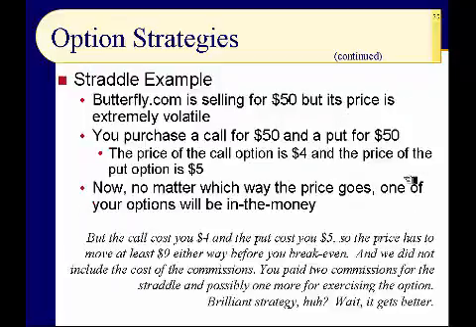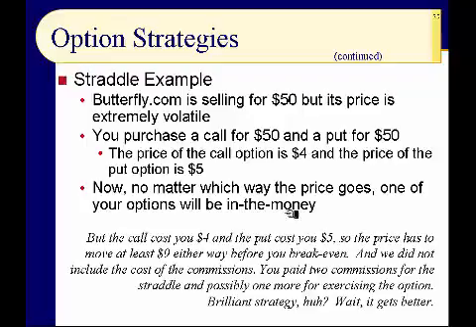Slide number 35. Here's an example. The same butterfly.com, and it's very volatile. It's selling for $50, and you decide you're going to purchase a call at $50 and purchase a put at $50. So the price of the call is $4 and the price of the put option is $5. Remember, you have to multiply by 100. So the call is going to cost you $400 plus whatever the commission is, and the put option is going to cost you $5. Now, no matter which way the price goes, one of your options will be in the money, unless you're unfortunate enough, as I said, for the price to hit $50 on the day it expires.